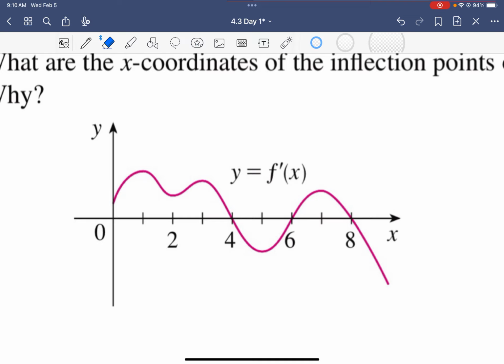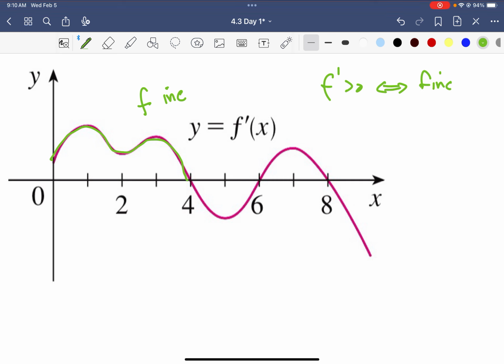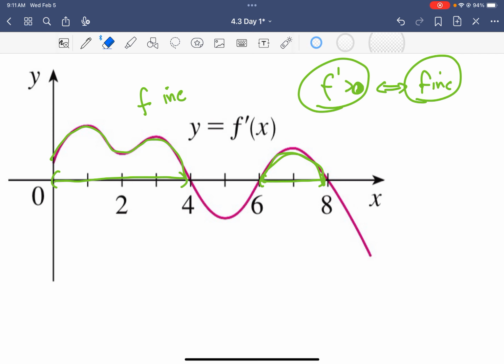All right, then down here, if we're looking at f prime, how do you think about increasing and decreasing? Well, anywhere where f prime is positive, f would be increasing, because that's what it means to be increasing. So that's going to be on this interval, and on this interval. Anywhere where f prime is positive, or the f prime graph is above the axis, the original function f would be increasing.